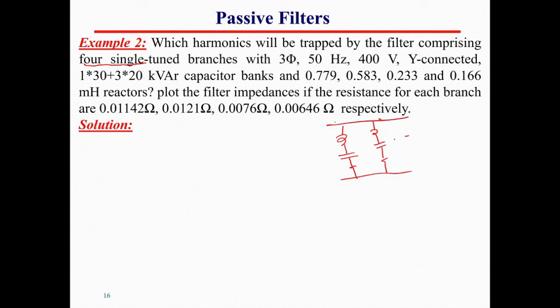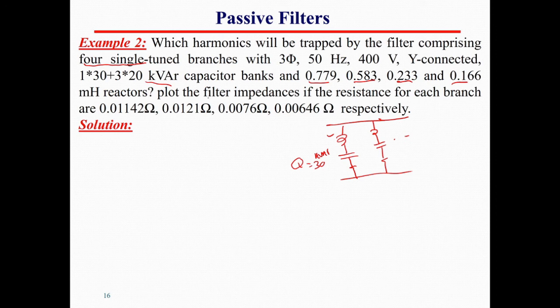The reactive power for the first filter is 30 kilovolt ampere reactive. For the second it will be 20, for the third 20, and for the fourth 20 kilovolt ampere reactive. And we have those values given for the inductance. Those are the inductances for the four single tuned filters.